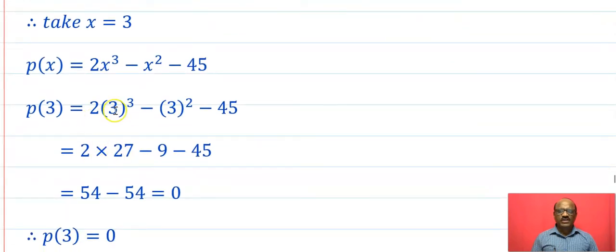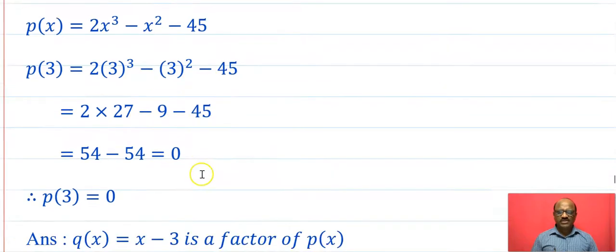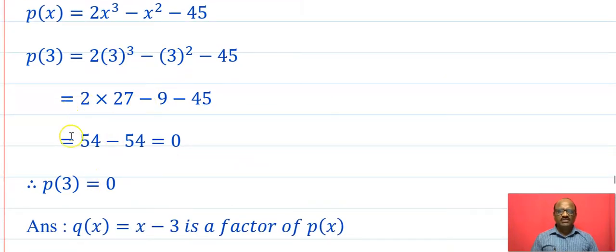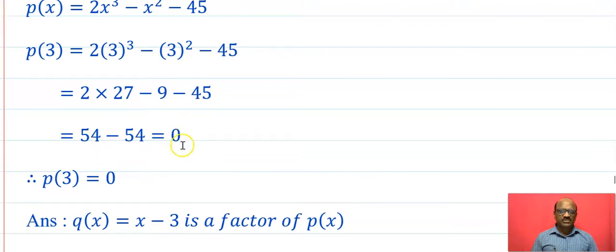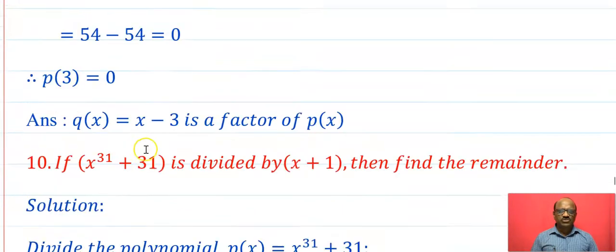That is 2 into 3 cube means what? 27. 3 square means what? 9, minus 45. 2 into 27, that is 54. 54 minus 9 minus 45. Minus 9 minus 45, that is minus 54. Plus 54 minus 54 is equal to 0. p of 3 is equal to 0.